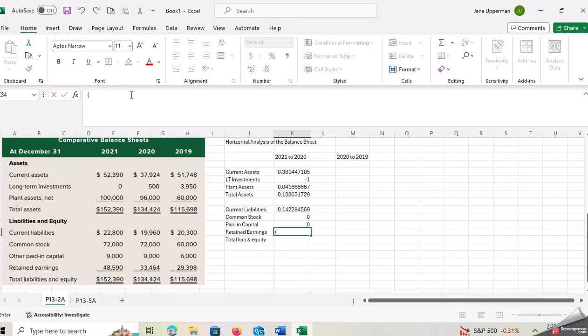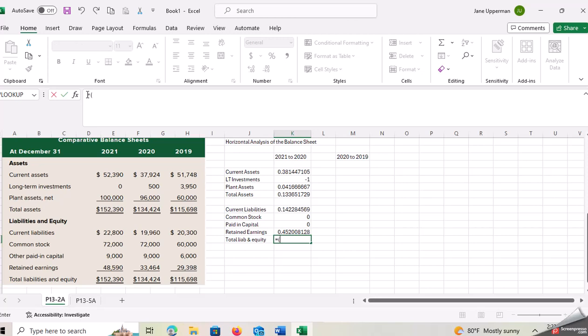Our retained earnings, 48,590 minus 33,474 divided by 64. Forgot to put my equal sign in, so my equal sign always tells the calculator I'm doing a computation.